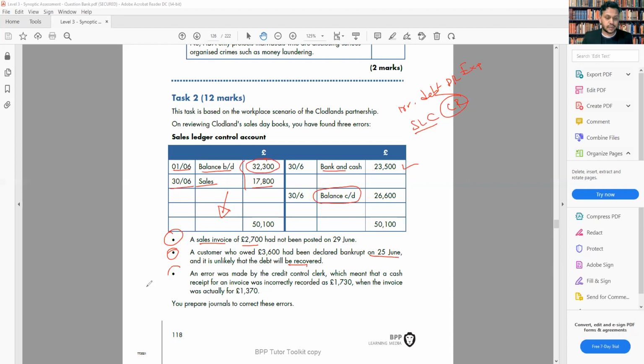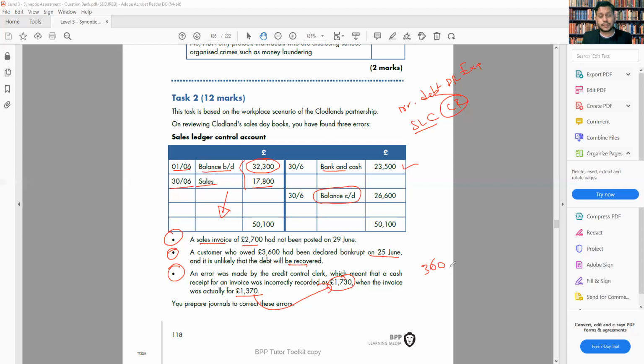The next one we have, number 3, an error was made by the credit control clerk, which meant that a cash receipt for an invoice was incorrectly recorded as 1730 when the invoice was actually for 1370. So basically, I recorded in the cash book that I received £1,730, but the correct amount is 1370. You need to find the difference. How much is the difference? 1730 minus 1370, and that gives us 360. So 360 is the difference.